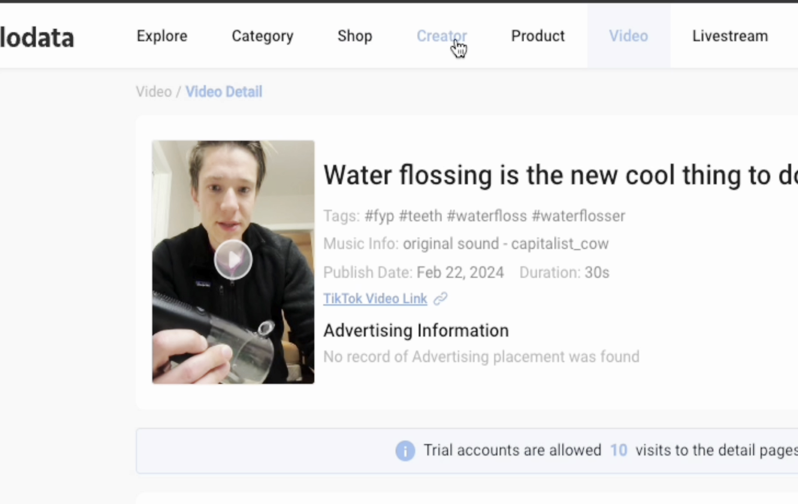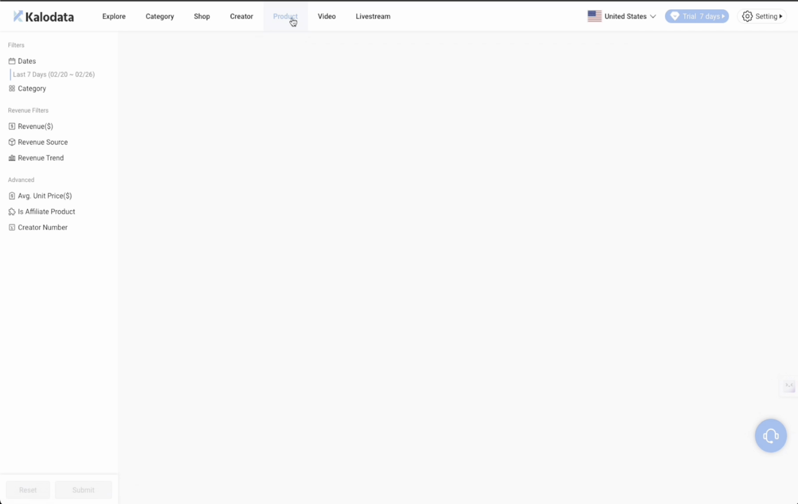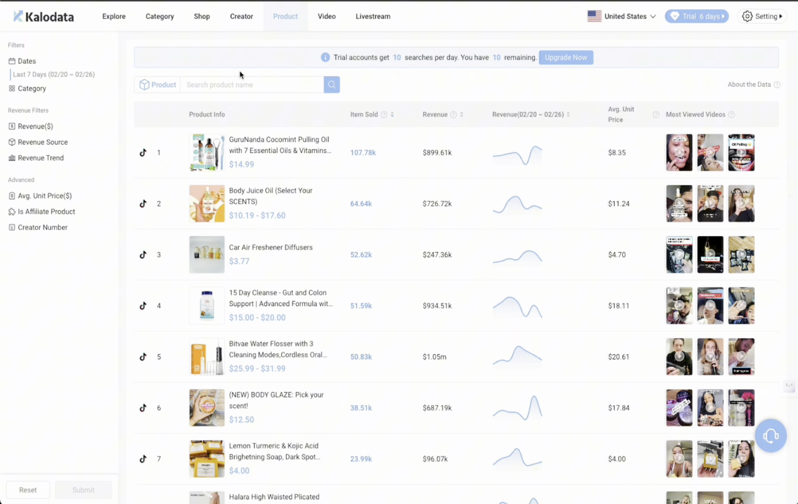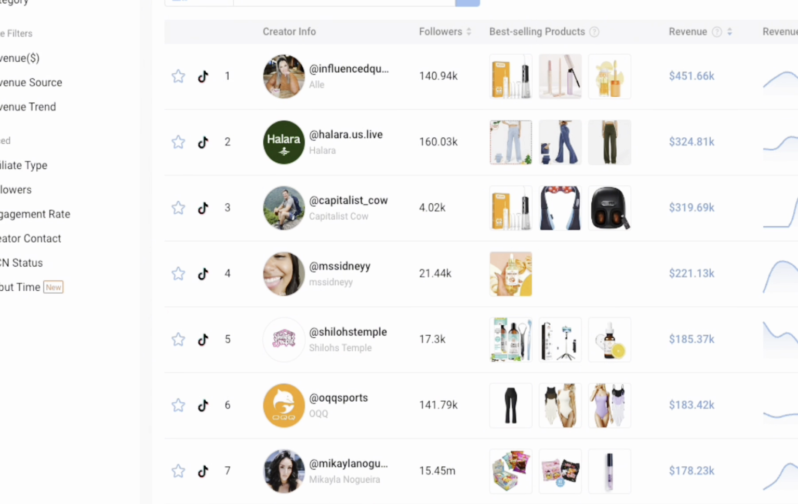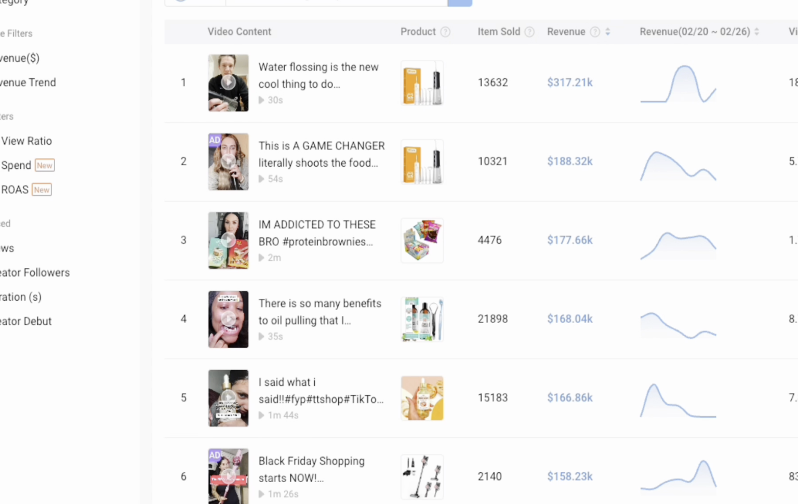You can see creators. This is the video section that I'm in here, but you can go into product to see what products are doing well. You can go into creator to see what creators are doing well. And again, this is specifically in the US. You can see this information for different areas depending on where you're based. You can go into video and see what videos are doing well. And as you can see, the creator we've just been talking about is at the top there.